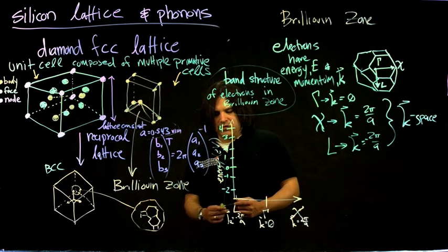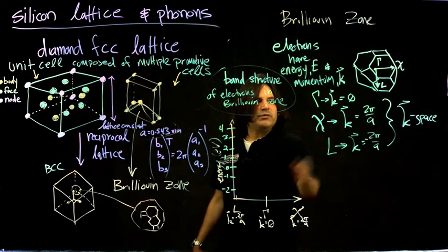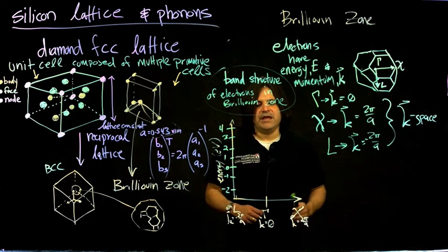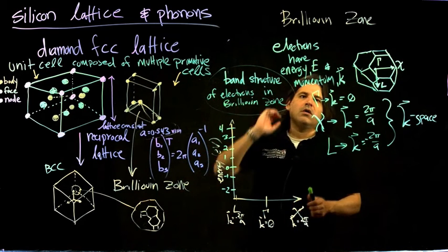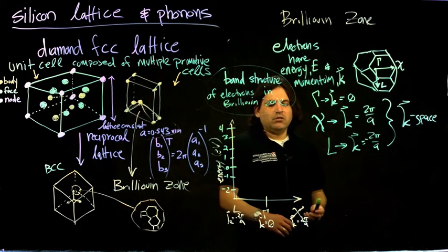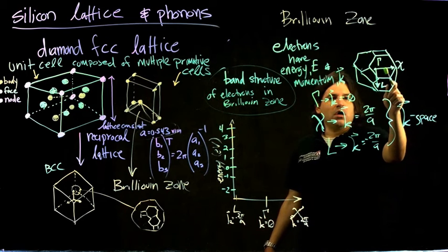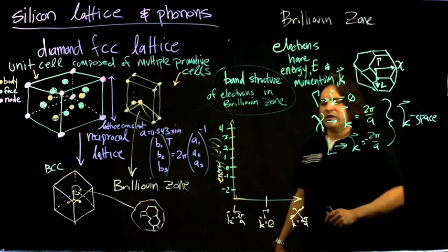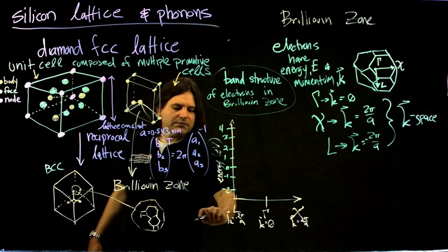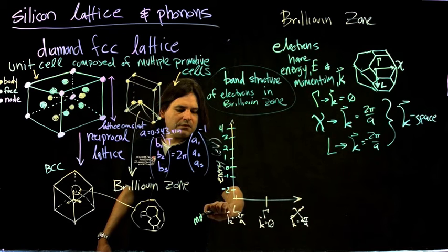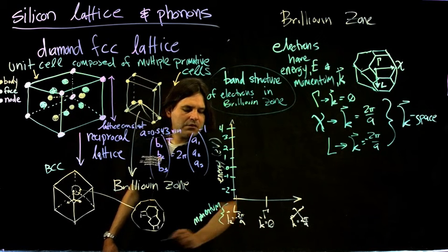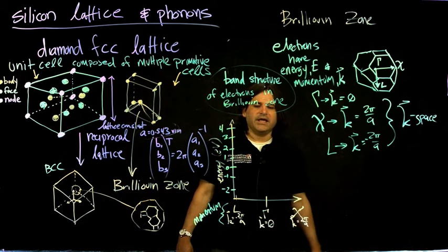Depending on where you are, these energies might be different. So this is taking into account the momentum of your electron and the energy of your electrons. And the momentum literally depends on where you are in this crystal structure. So this is a momentum axis here, in K space.